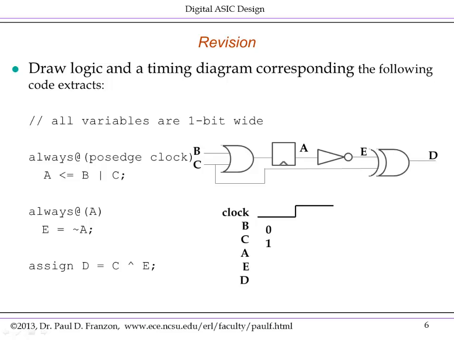Well, this is that logic structure. Always at posedge clock builds a flip-flop A with B and C going to an OR gate at its input. The second procedural block builds an inverter that's connected to the output A of the flip-flop. The third procedural block builds an XOR gate connected to the output of the inverter and the input C.